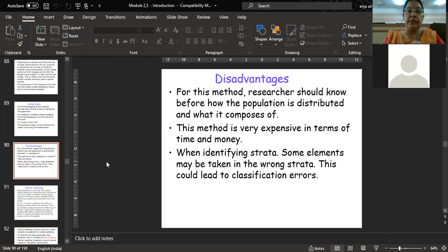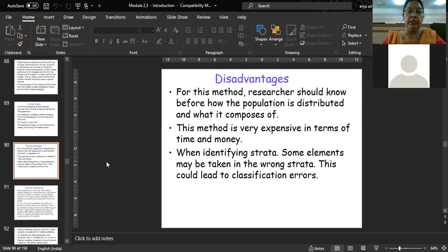So that is why this technique is more expensive, because first the researcher has to collect information about the population, then he has to divide the population into different subgroups, that is strata, and then he has to randomly select elements from each stratum to form his sample. So he has to put his efforts, time, and money to carry out this sampling technique.